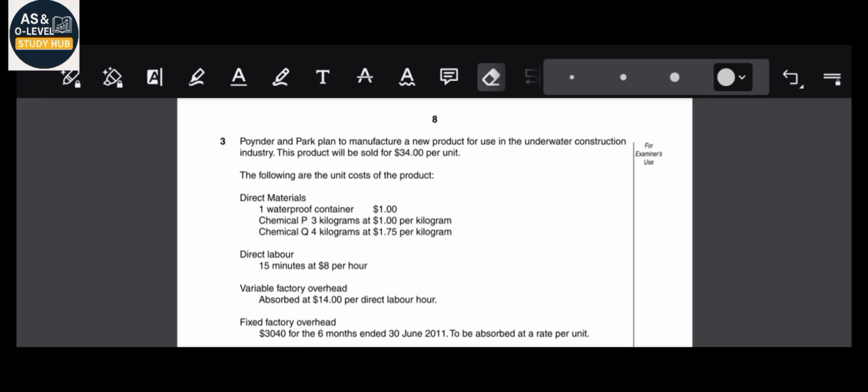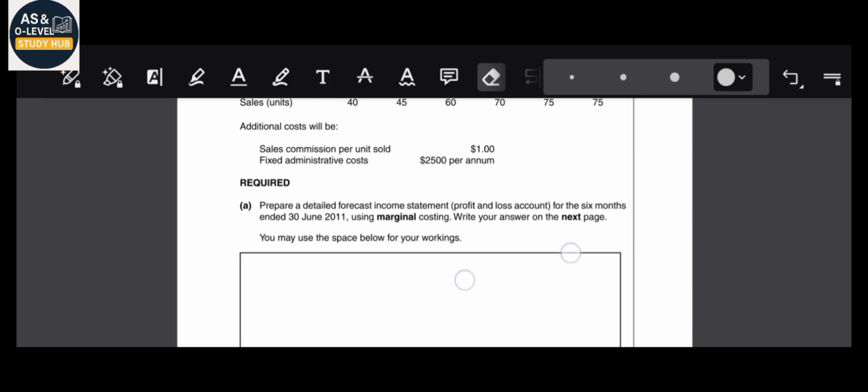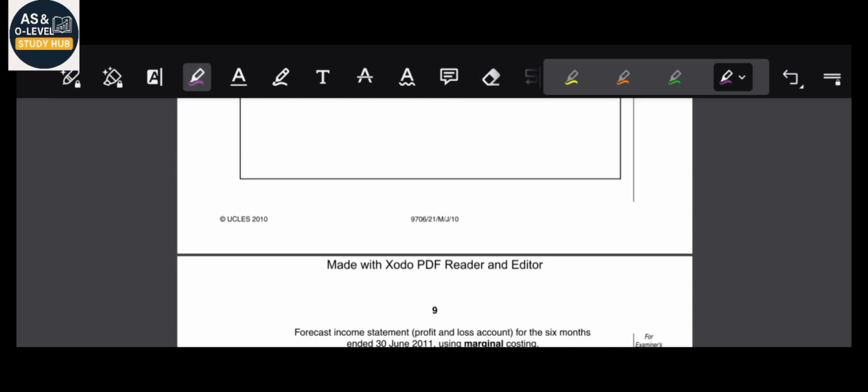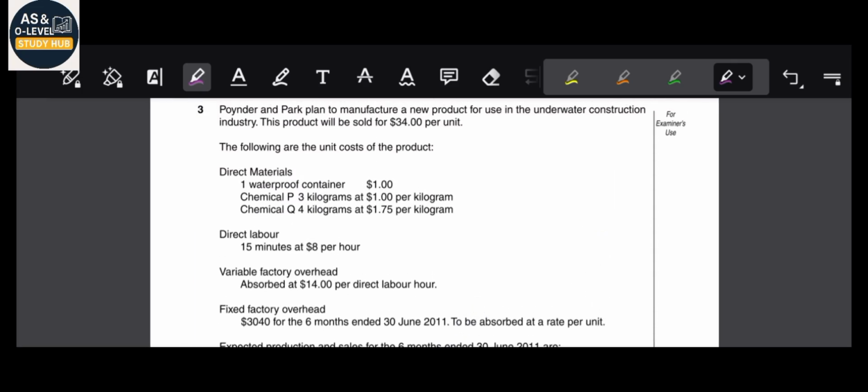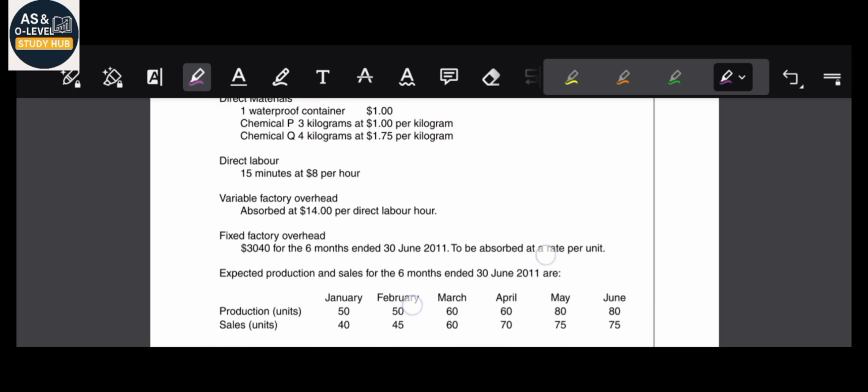In today's video we will do one of the past paper questions. This past paper is of 2010 May June 9706, and this question is related to cost accounting, about the profit statements, marginal and absorption costing. In this question we will also reconcile our marginal profit with the absorption profit. First we will extract all of the information that can be taken out from this question.